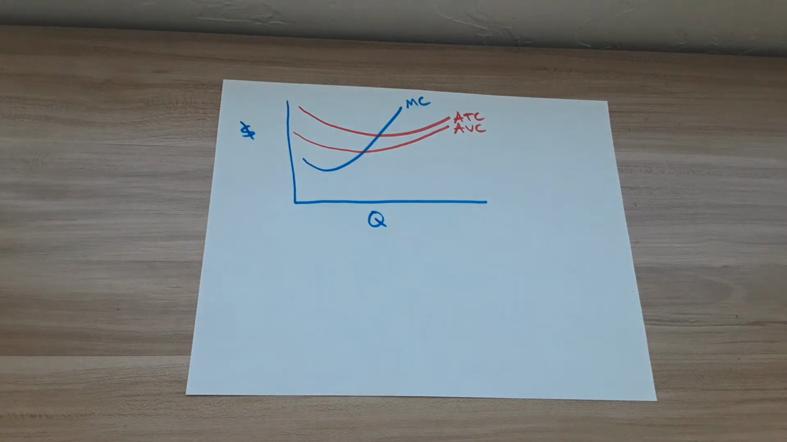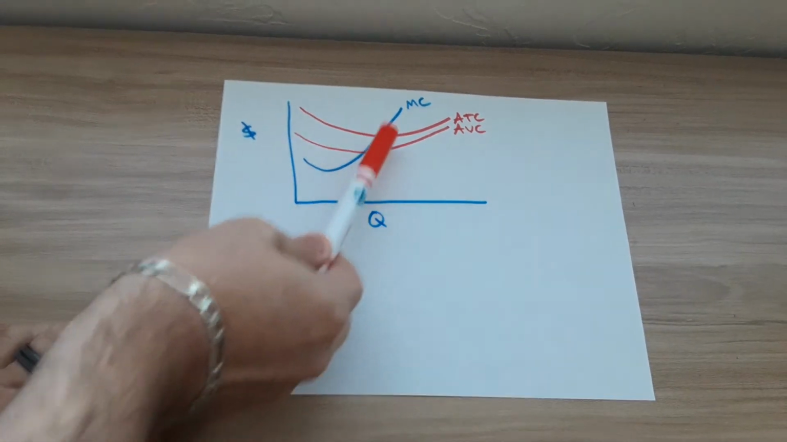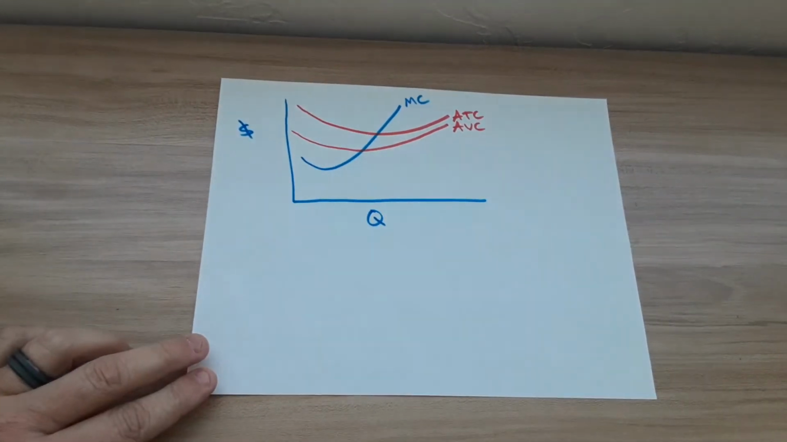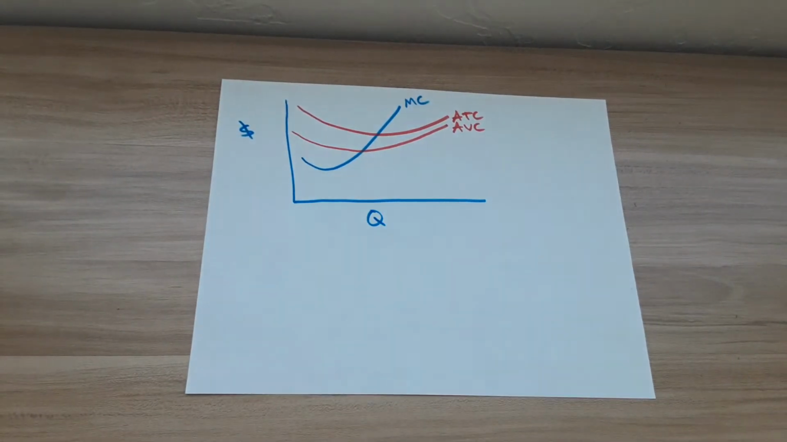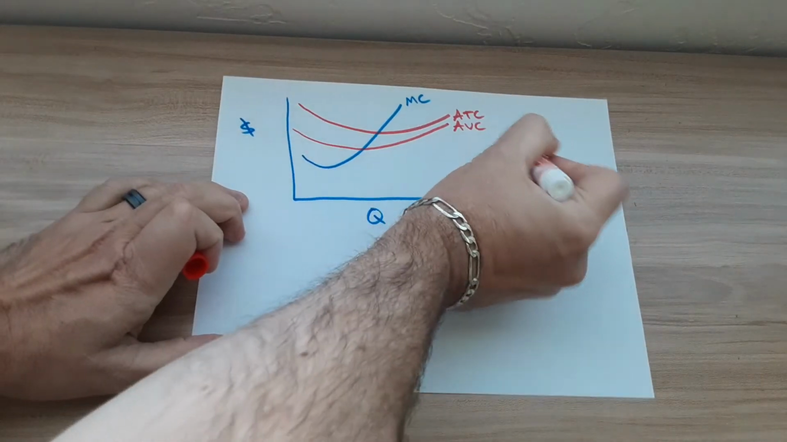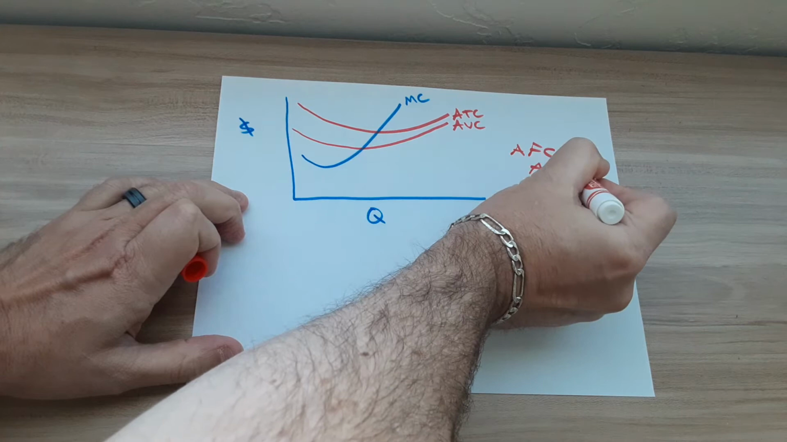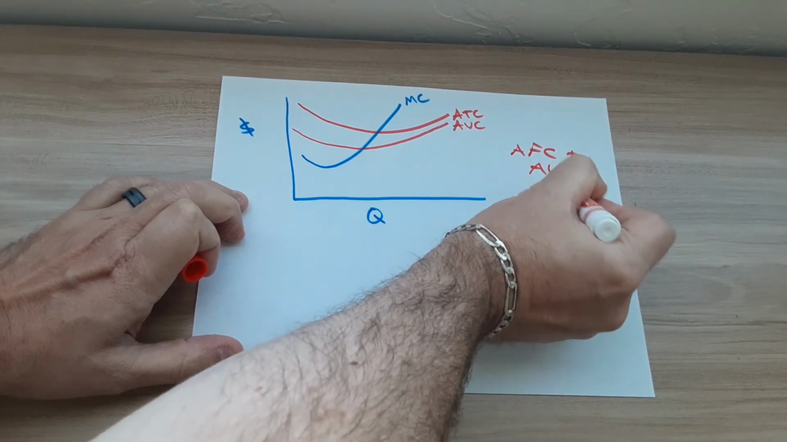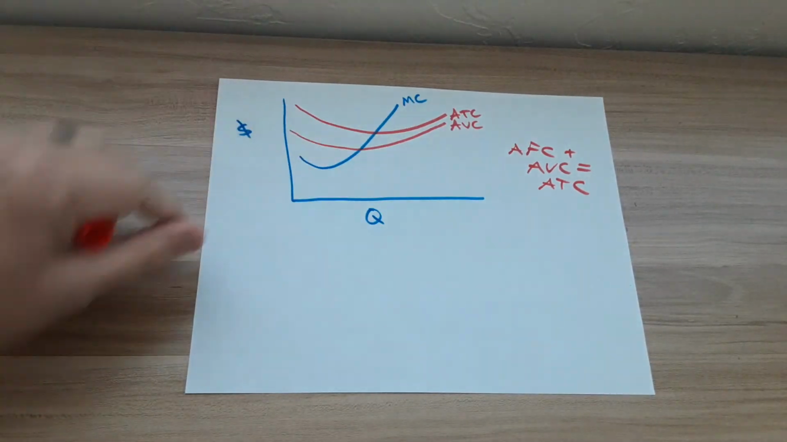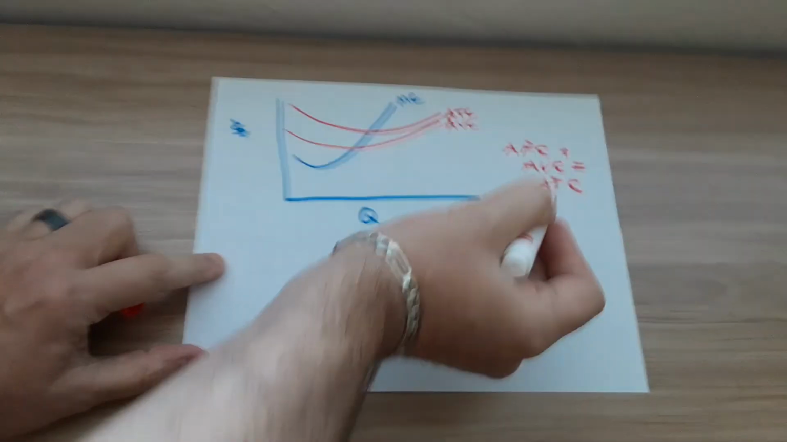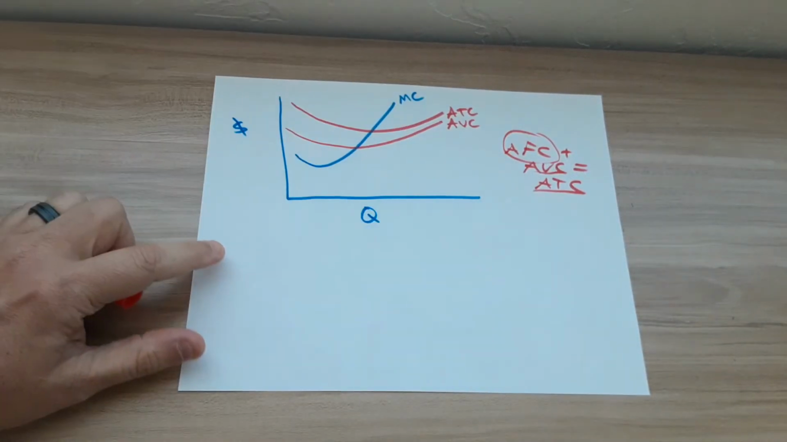Now let me point out a couple other things mathematically. The low point of AVC, the low point of ATC is where it crosses with MC. Now the other thing is that these are going to get closer and closer together. Remember, if average fixed cost plus average variable cost equals average total cost, then the difference between these two lines is your average fixed cost, right? The difference between this and this must be your average fixed cost.